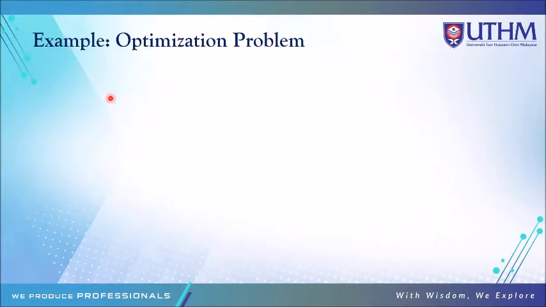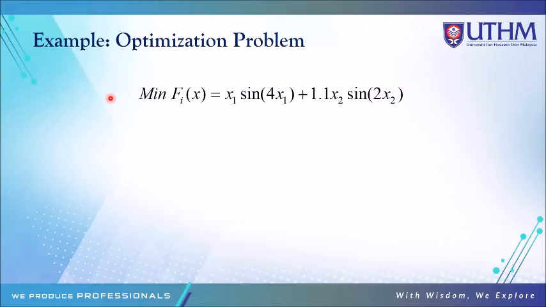Now look at a simple example of an optimization problem. This is a simple mathematical optimization problem, not a real one. Let's say we try to minimize the function f(x). We have already formulated our problem into a mathematical function. Let's say we have this function, and this function has variables. In this case, we have x1 and x2. So in this problem we have two variables, x1 and x2.